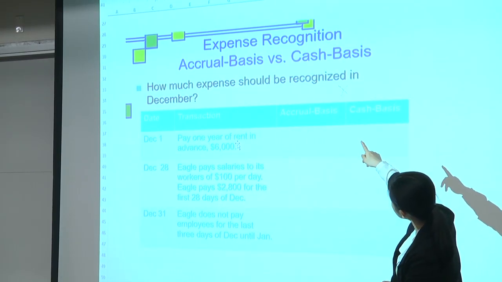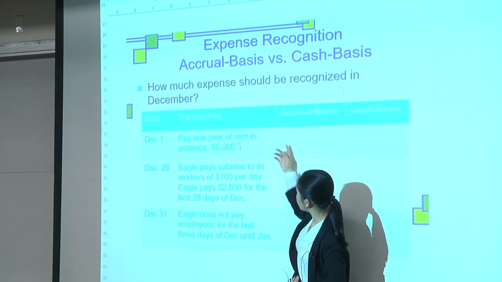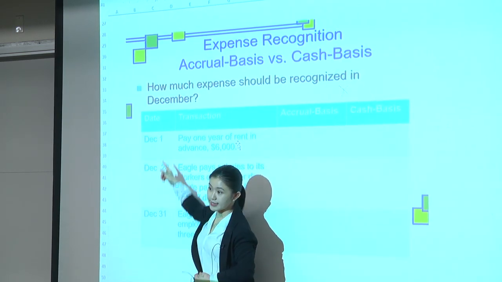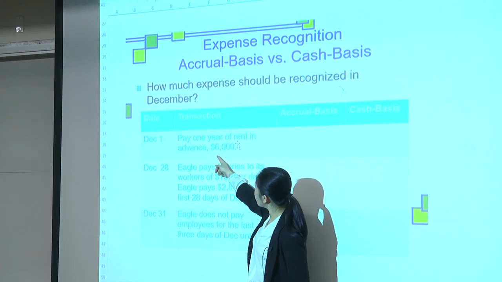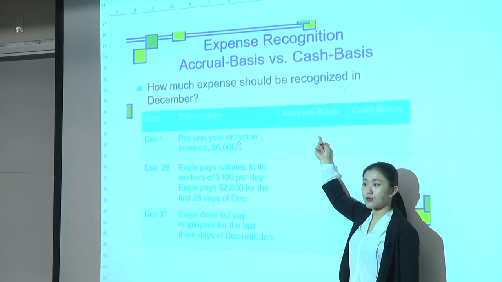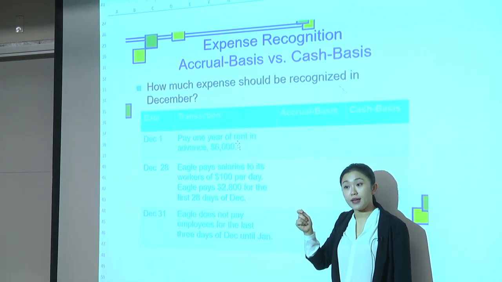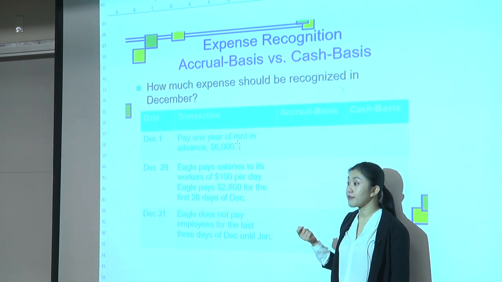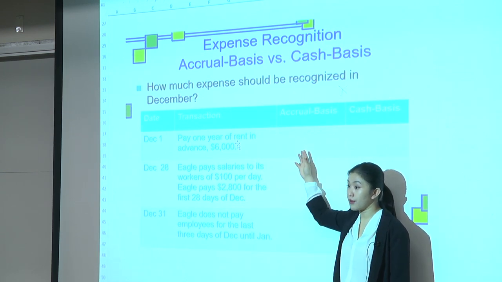So expense recognition, accrual versus cash basis. We provided 3 different transactions, and let's see whether we should record them under the 2 different systems on the exact date, right? So December the 1st, pay 1 year of rent in advance for $6,000. Should we record it under accrual basis accounting? The date we pay is in advance, which means we have not used it, right? So that is not expense. We should not record it.